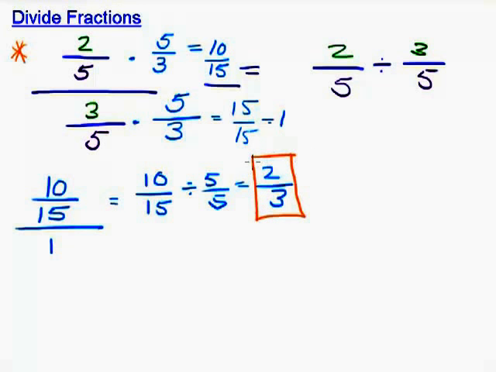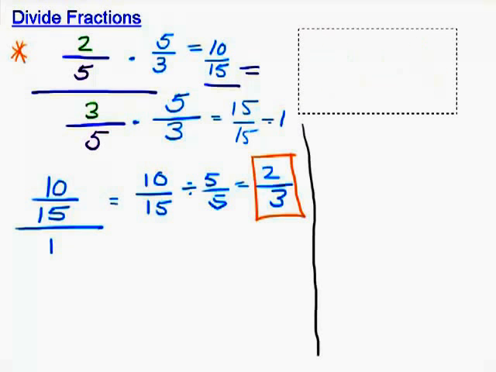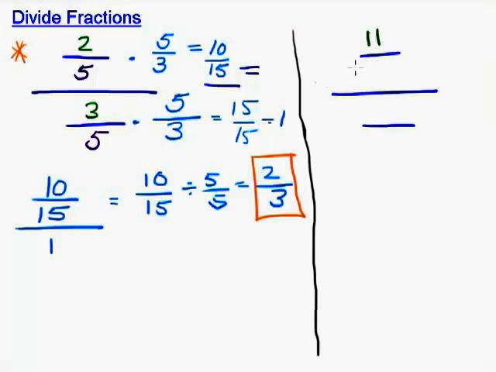Let's try one with more challenging numbers, just to make sure you have this skill down. So we'll use some improper fractions. In the spirit of division, we can divide the screen and use the right side. I'll just delete this so it's not as confusing. So this time, let's try 11 over 2 divided by 9 over 7.